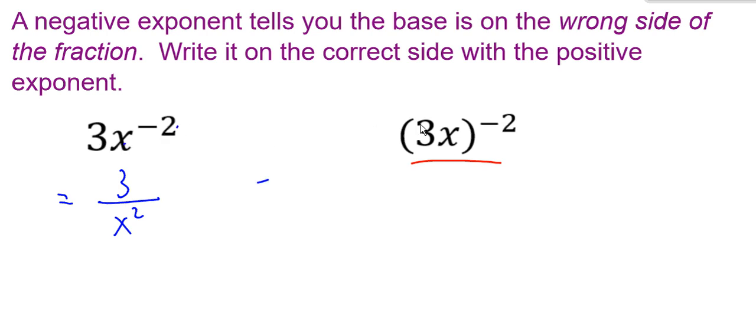Whereas in this expression, the bracket tells me that both the 3 and the x are part of the base that are on the wrong side. So I need to rewrite this as 1 over, and then I can say 3x squared. So the only difference is that this negative sign is now replaced because it's now where it's supposed to be.